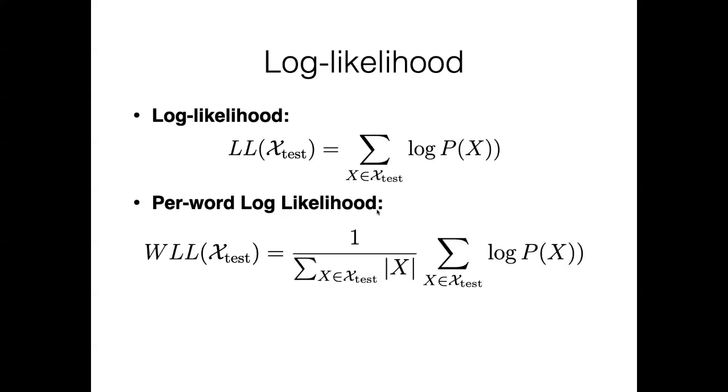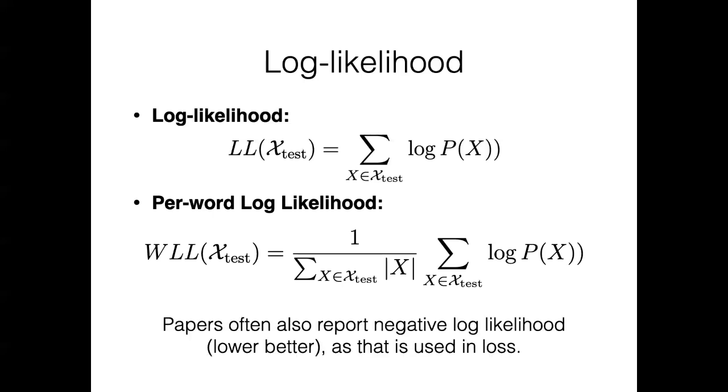What's common to do is, different data sets will have different sizes, so you can divide by the number of tokens in the data set. Now you're reporting the average probability over tokens, normalized by the number of tokens in the corpus. Usually people will report negative log likelihood, because lower is better here. This is the loss function used in maximum likelihood, and it's very effective for either keeping track of progress as you're training or evaluating.